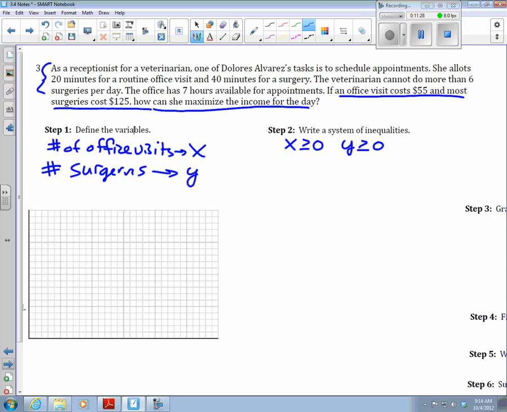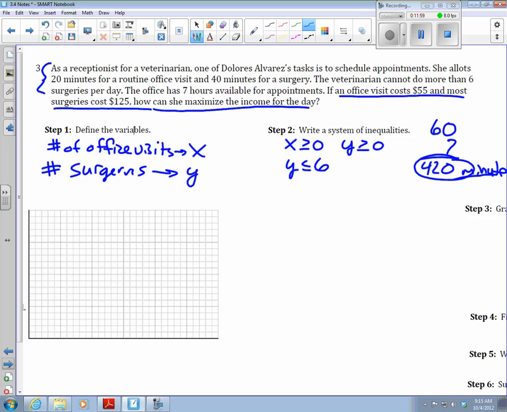The veterinarian can do no more than 6 surgeries per day. So Y also has to be less than or equal to 6. That's another constraint. The surgeries and the office visits are in minutes, so I'm going to change 7 hours to minutes, and that is going to be 420 minutes of time that we can do these office visits and surgeries.